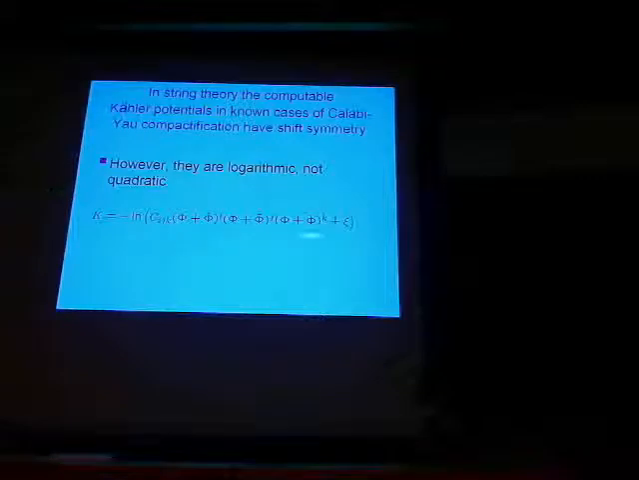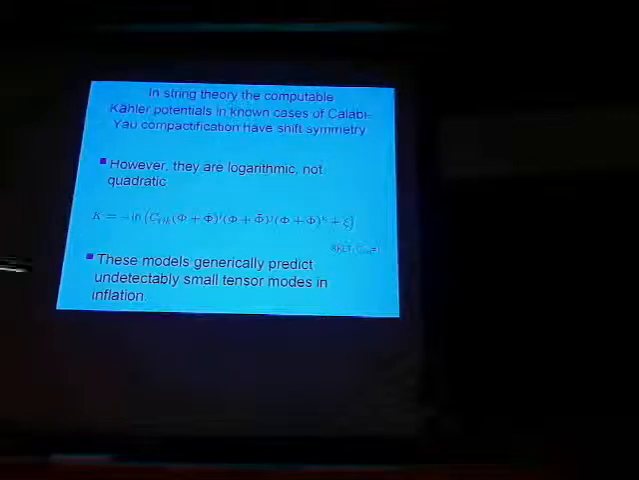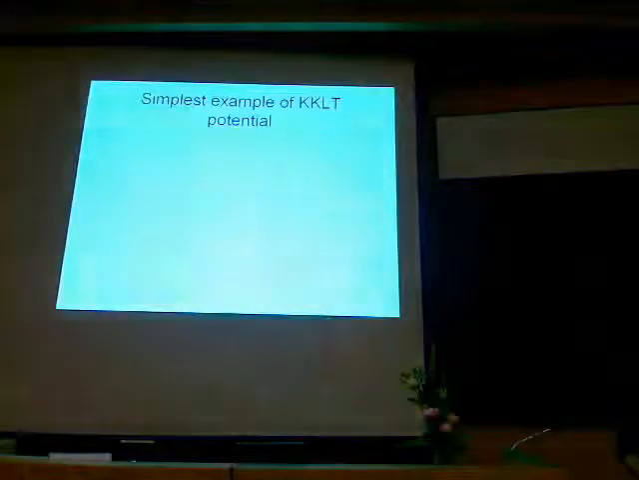And so in string theory, the computable Kähler potentials in known cases of Calabi-Yau complexification have shift symmetry. However, they are logarithmic. They are not quadratic. They look approximately like that, where T_I, G_IJK are some Calabi-Yau intersection numbers. For example, the simplest model, the STU model, has this tensor just T111 equals 1. And these models generically predict undetectably small tensor modes in inflation. This is an example of such a model.